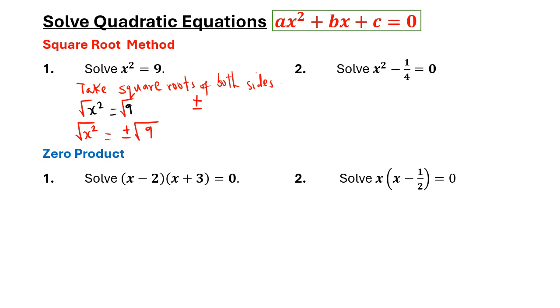This is called plus or minus. That's how you read it, okay? Now we use the square root to cancel the square because they are opposite operations. The square root of 9 is 3. So x equals plus or minus 3. Done. Your final answer will be positive 3 comma negative 3.